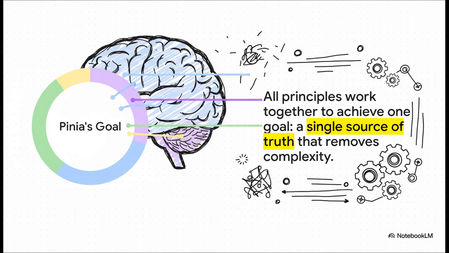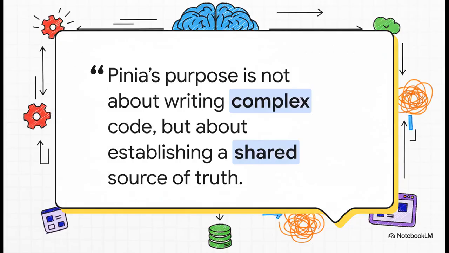So all of these ideas, from the central brain to the one-way data flow to these 3 principles, they're all building towards one single powerful insight, the aha moment that makes it all finally click. And here it is. The ultimate purpose of Pinia isn't to write more complex code. It's to remove complexity by establishing a single, shared source of truth. Its real power isn't in some fancy list of features, it's in the architectural clarity that it provides. By giving your application a reliable memory, you untangle the chaos. You make your system predictable, maintainable, and ready to scale.